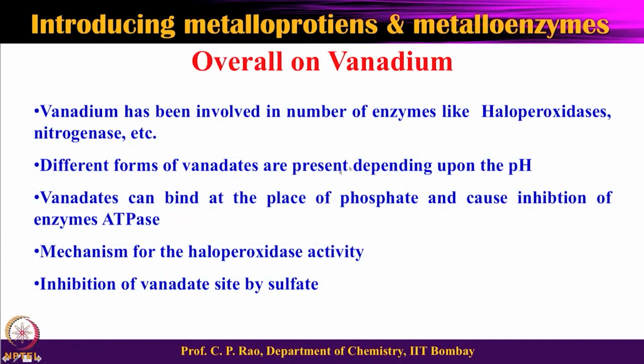Okay, different forms of the vanadates are present depending upon the pH and concentration in the biological medium or outside too. So, vanadates can bind at the place of the phosphate and cause inhibition. I have explained the mechanism of haloperoxidase, and in fact, if there is a sulphate, the sulphate can do inhibition, and that is how this is being found. So, this is the overall highlights of the vanadium, and let us look at some highlights of the manganese enzyme.